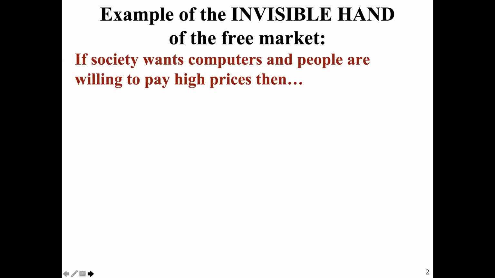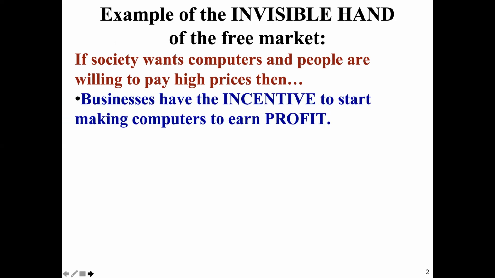So something that should be familiar to you now is how the invisible hand works. And if we look at something like the market for computers, and people are willing and able to pay really high prices for computers like they were when they were new in the 90s, then businesses have the incentive to start making more computers. Why? Because they want to earn profit.